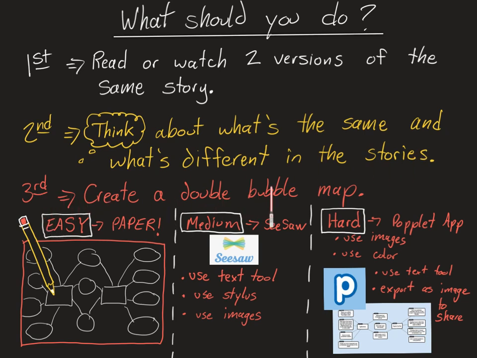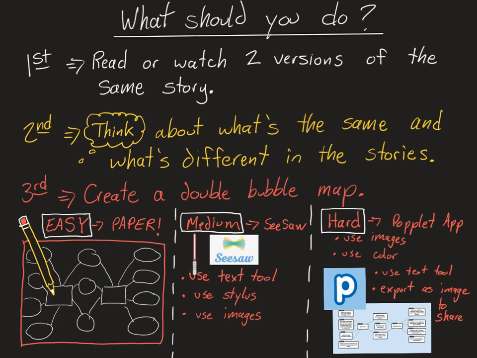Last, you need to create a double bubble map. And I'm going to talk about 3 different ways. The easiest way is just to use colored pencil, marker, or pen on paper. And maybe you want a large piece of paper. This is what a double bubble map looks like. So this is a model for you.